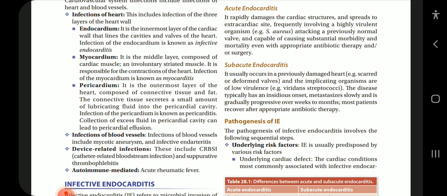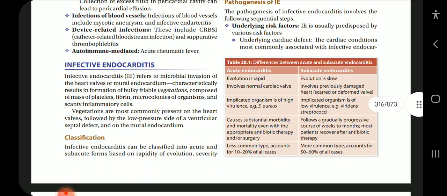Other than this, infection of blood vessels can occur, which can be mycotic aneurysm, infective endarteritis, device-related infections like CRBSI. CRBSI is catheter-related bloodstream infections, and suppurative thrombophlebitis. Other than this, it can be autoimmune-related acute rheumatic fever. So let's start with infective endocarditis.